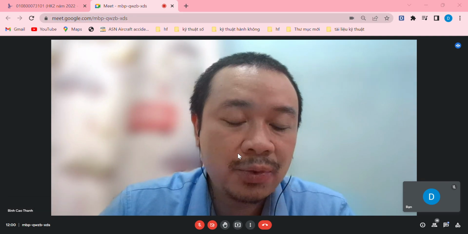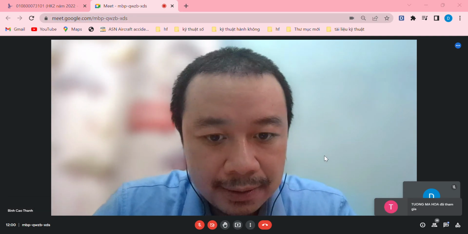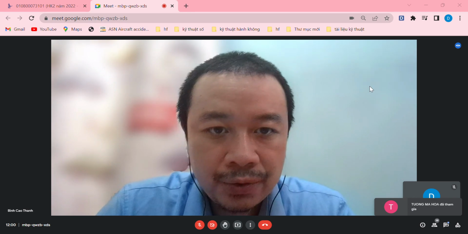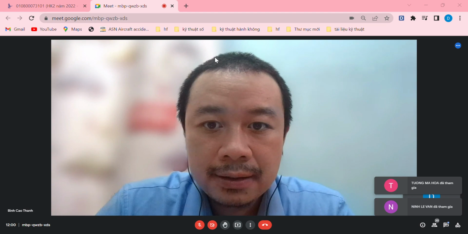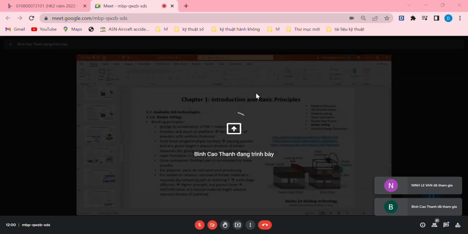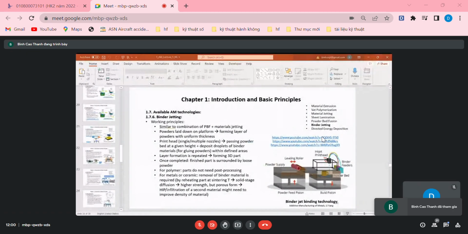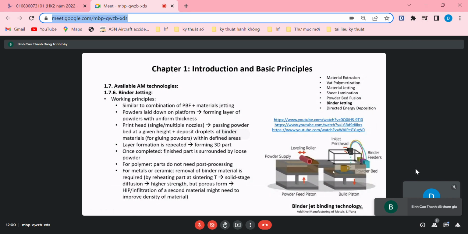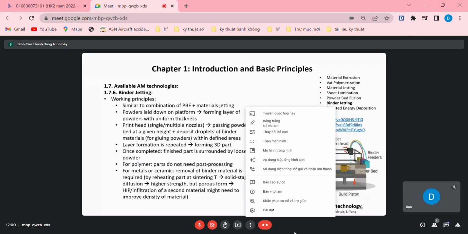Manufacturing technologies that we have dealt with. And I would like to share with you the slide. This is the binder jetting technology, which is somehow similar to powder bed fusion.